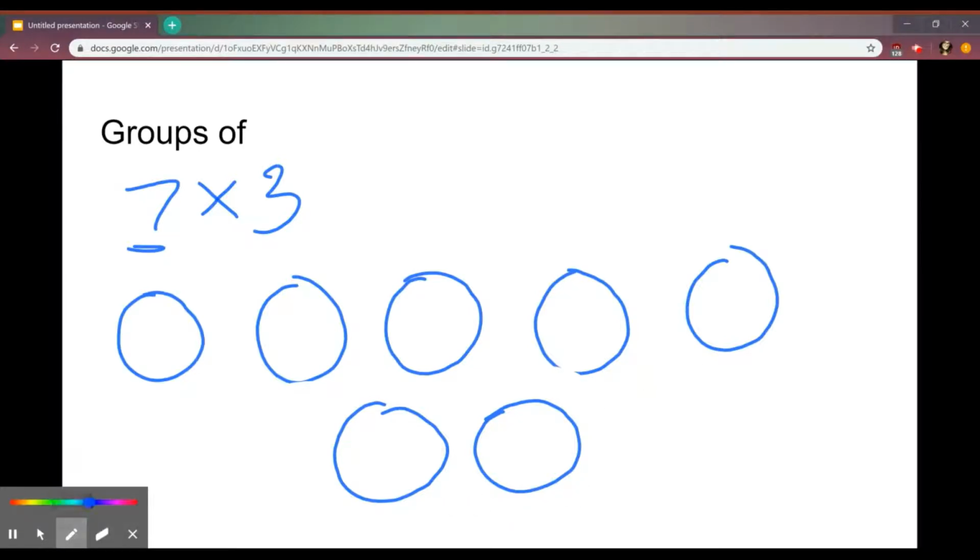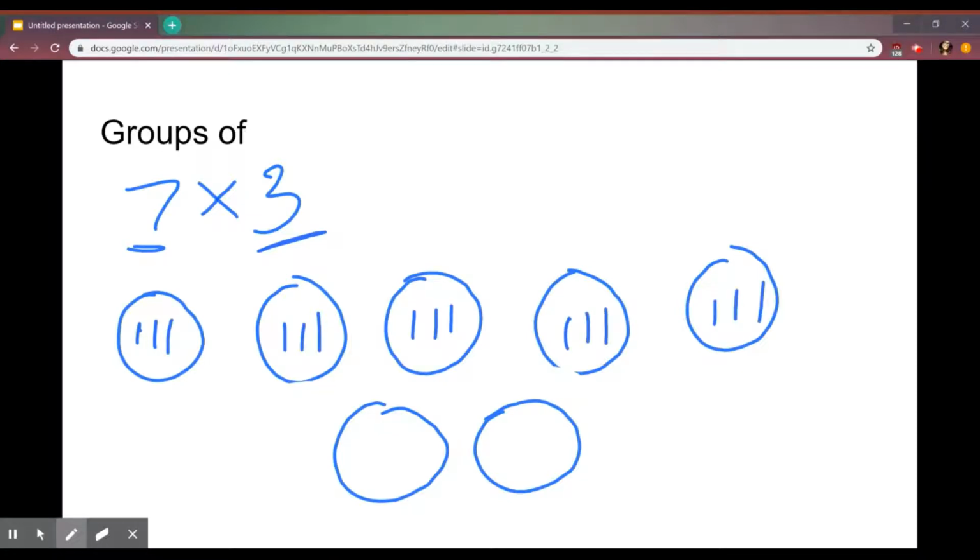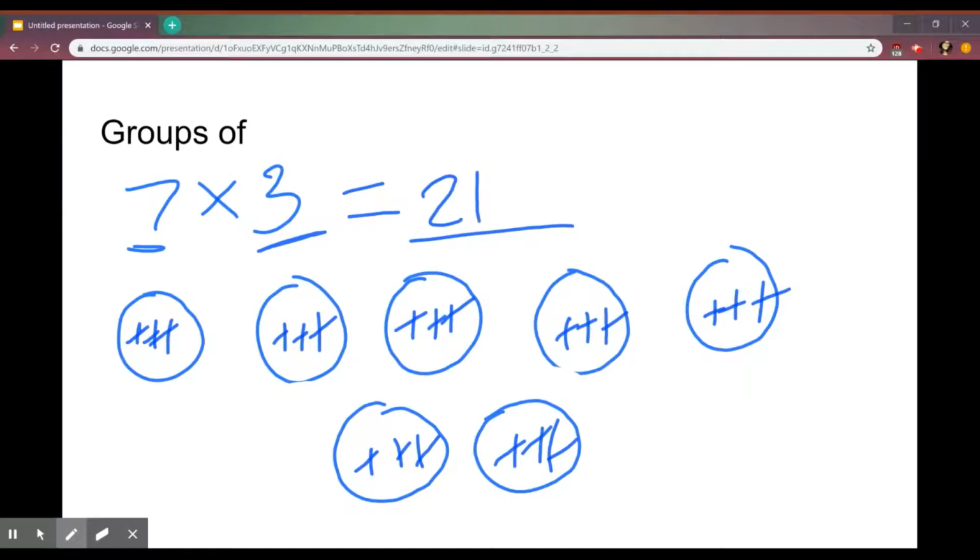So now that we have 7 groups, we're going to put 3 in each. 1, 2, 3, and so on for each group. And you'll get the total, the answer, by adding all these up. 1, 2, 3, 4, 5, 6, 7, 8, 9, 10, 11, 12, 13, 14, 15, 16, 17, 18, 19, 20, 21. Or if you want to practice your skip counting, you can, and we know that there's 3 in each, so we can just go 3, 6, 9, 12, 15, 18, 21.